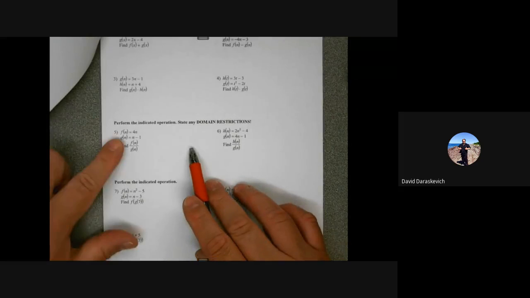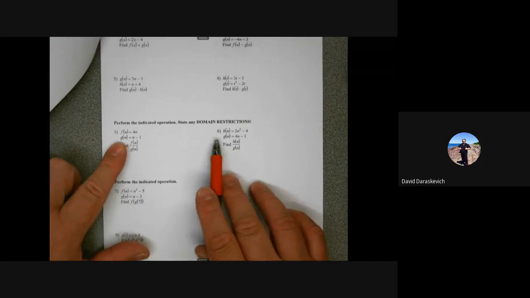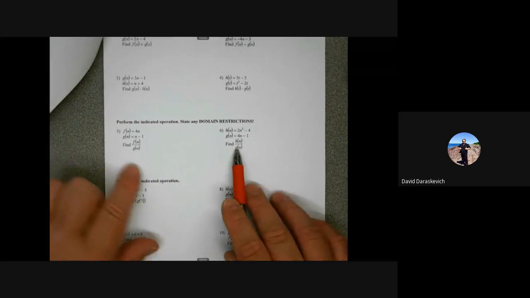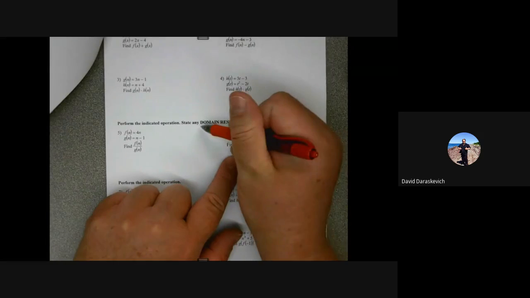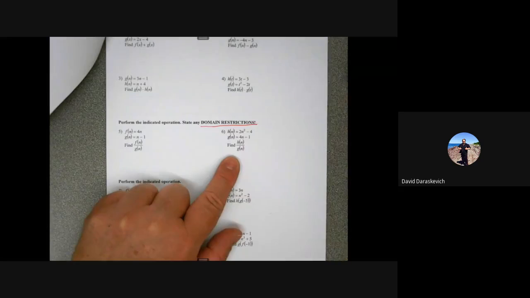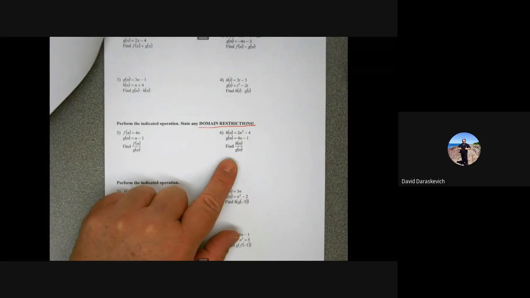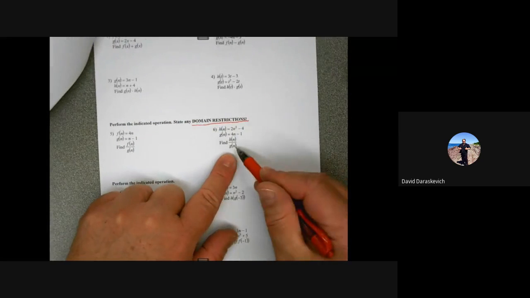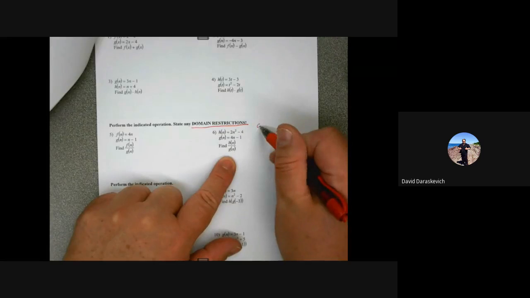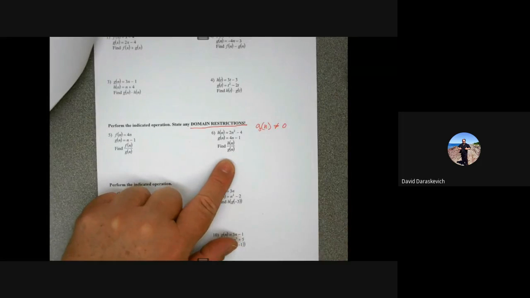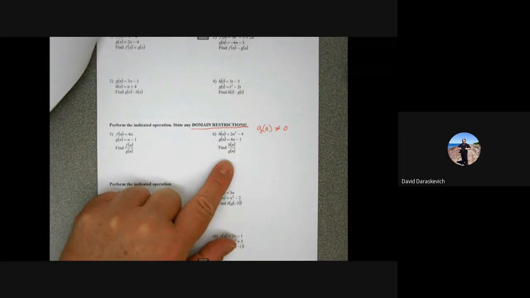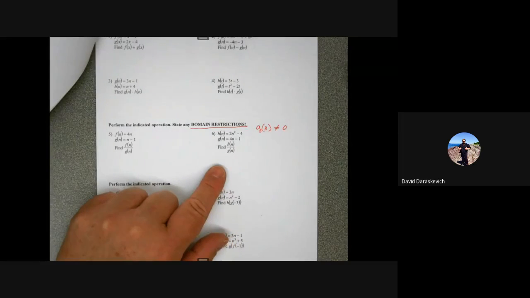The domain when we had division. Okay, let me explain the division here. It's when we have division, like find the h of n over the g of n, you have to have what's called a domain restriction because in any fraction, you cannot have 0 in the denominator. So g of n cannot equal 0. So that's always going to be a domain restriction for a fraction. So let's go ahead and do this problem.